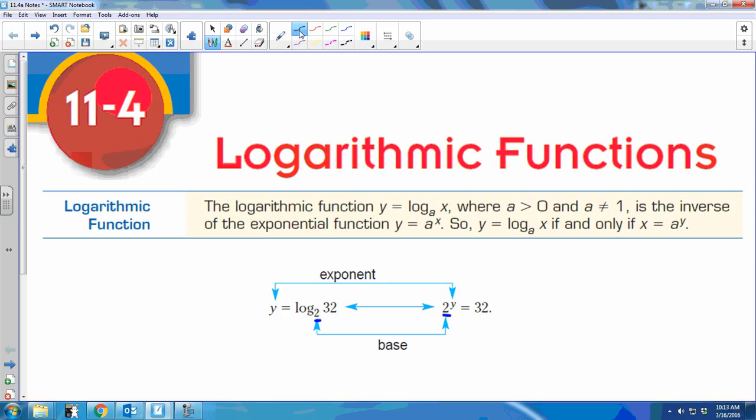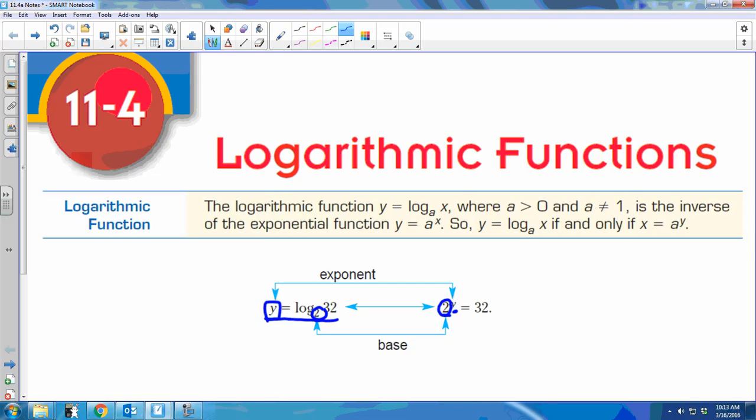Some things to keep in mind. We would read this as y equals log base 2 of 32. So we have a base. We also have a base when we're talking about exponential functions. Your exponent in an exponential function is going to be what your log equals in a logarithmic function.